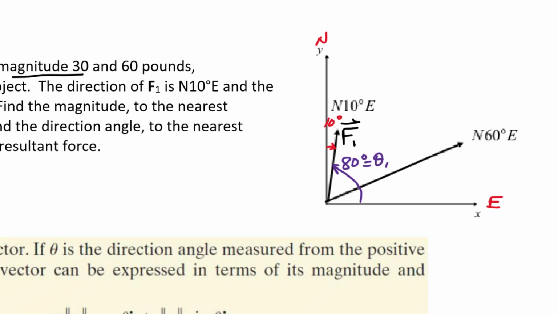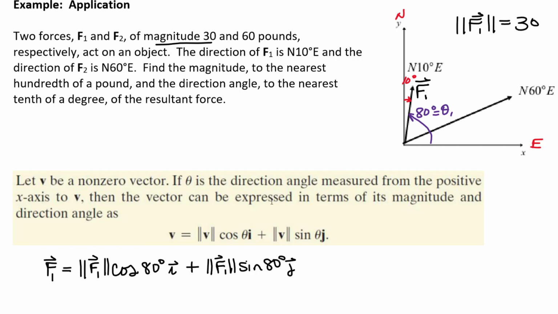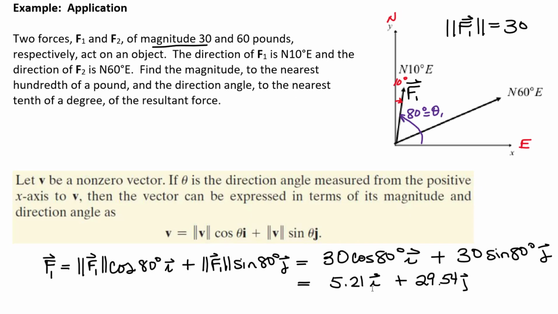So F1 is going to be the norm of F1 times the cosine of 80 degrees times the unit vector i plus the norm of F1 times the sine of 80 degrees times the unit vector j. But they told us the magnitude or norm of F1 is 30 pounds. So we can say that F1 is equal to 30 times the cosine of 80 degrees i plus 30 times the sine of 80 degrees times j. Using our calculators in degree mode, 30 cosine 80 degrees is 5.21 and 30 sine 80 degrees is 29.54.